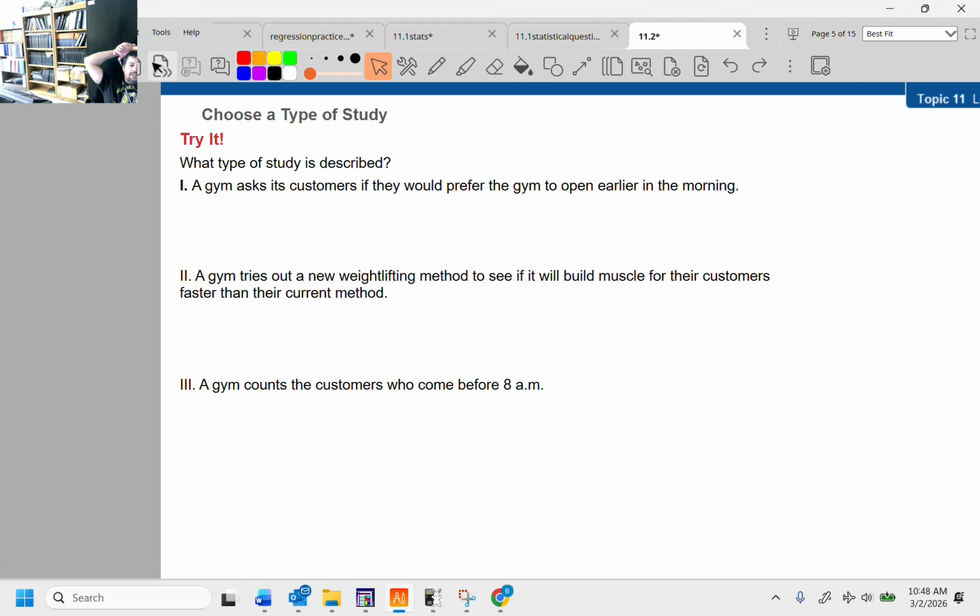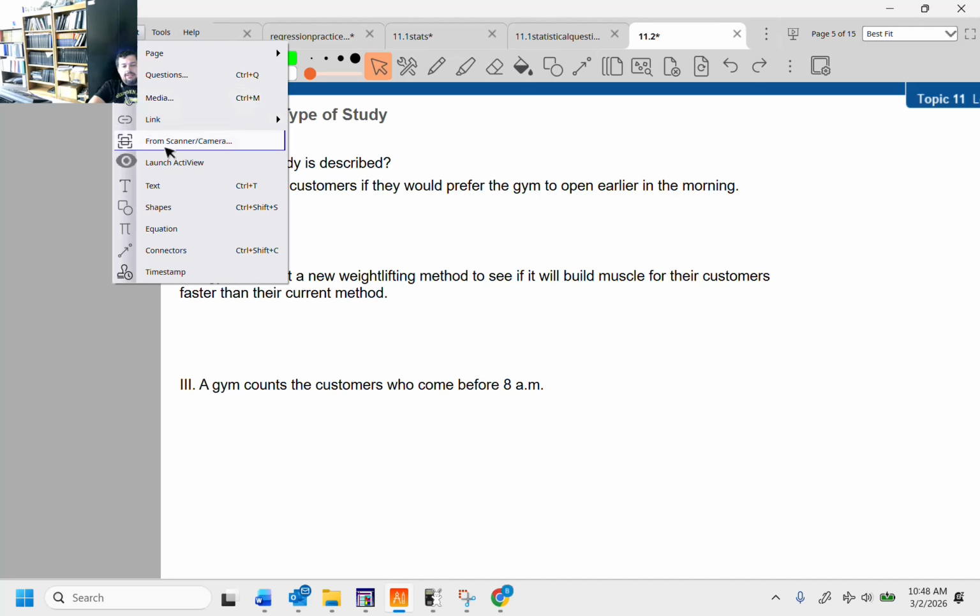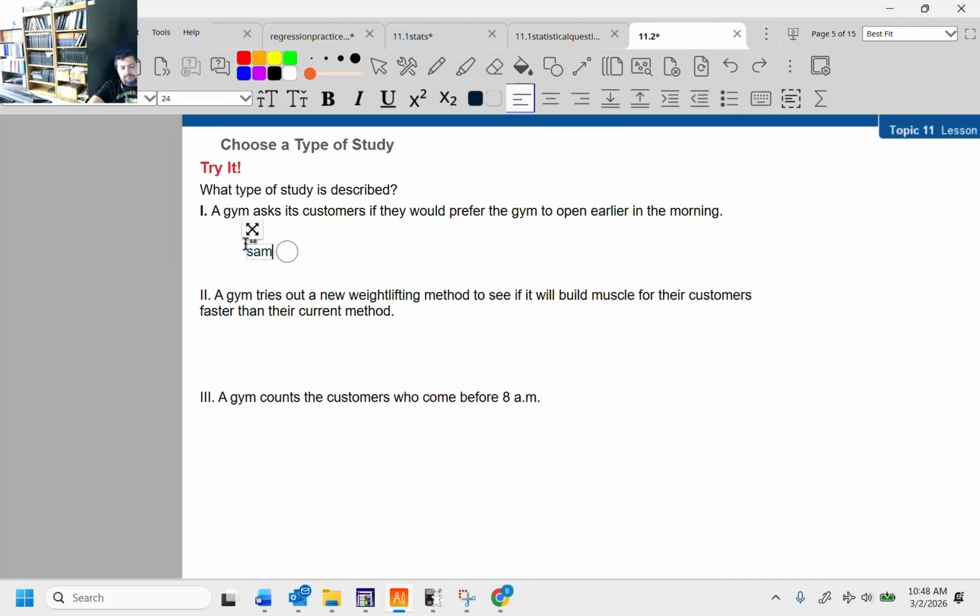All right, what type of study is described? A gym asks its customers if they would prefer the gym to open earlier in the morning. That would be done by doing a sample survey. You just ask people questions. That's a survey. A gym tries out a new weightlifting method to see if it will build muscle for their customers faster than their current method. Probably an experiment.